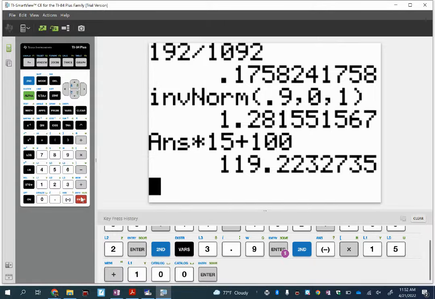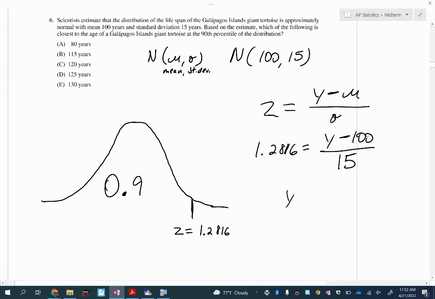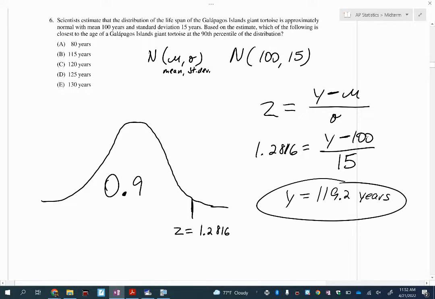Okay. So how long do we expect this giant Galapagos Island tortoise to live? 119 years is what I'm guessing, based on this model. When you look at your answer choices, which one are you going to choose? 120 years.